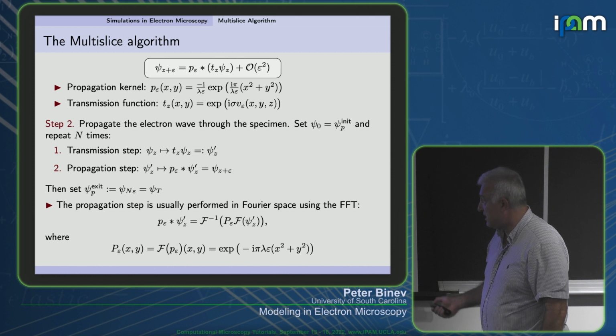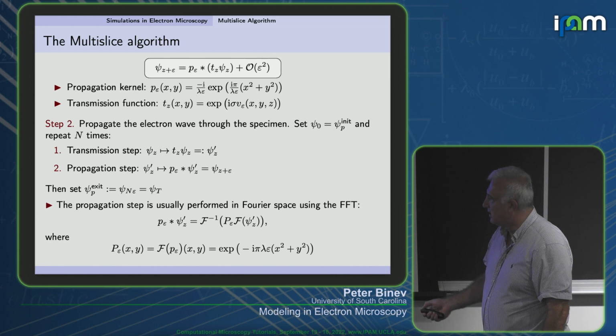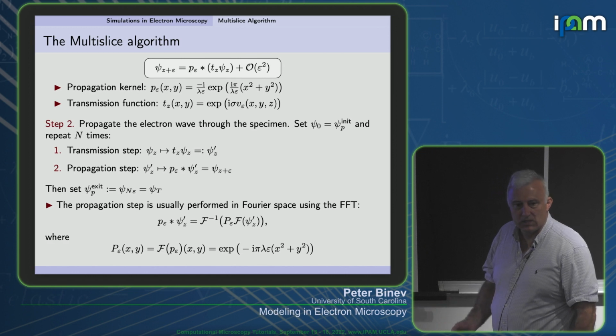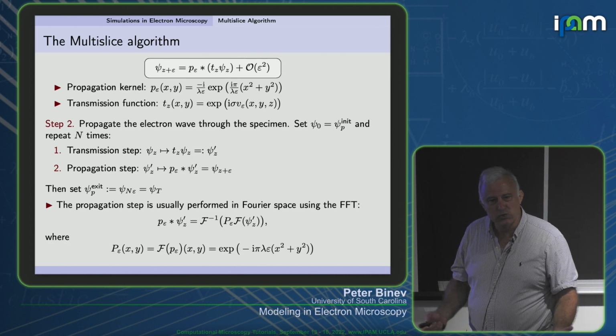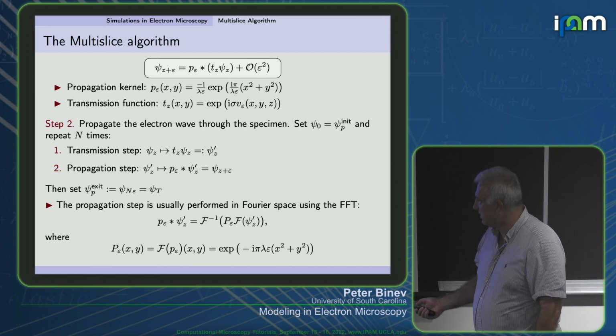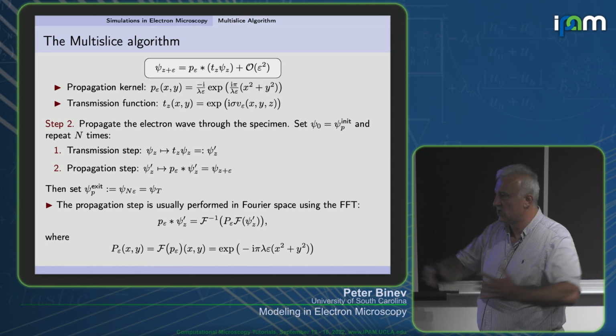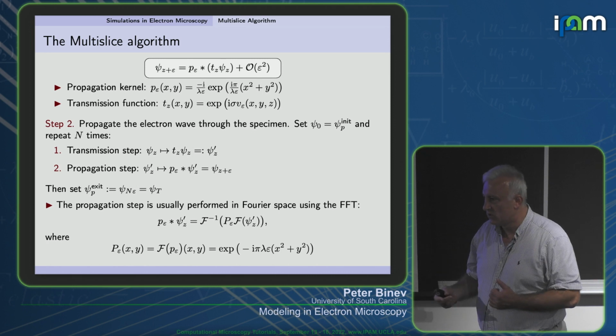So the propagation step is usually performed in Fourier space using fast Fourier transform. This is very easy because this becomes multiplication here. The unfortunate thing is that usually the wave is very local, and because it's very local, you really don't need the whole space to do that.